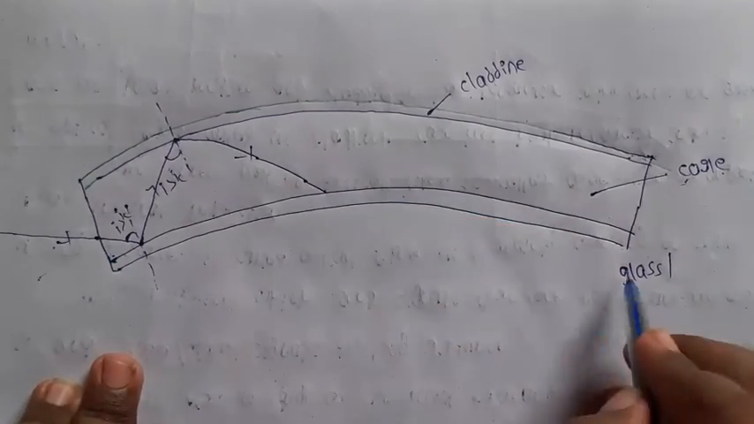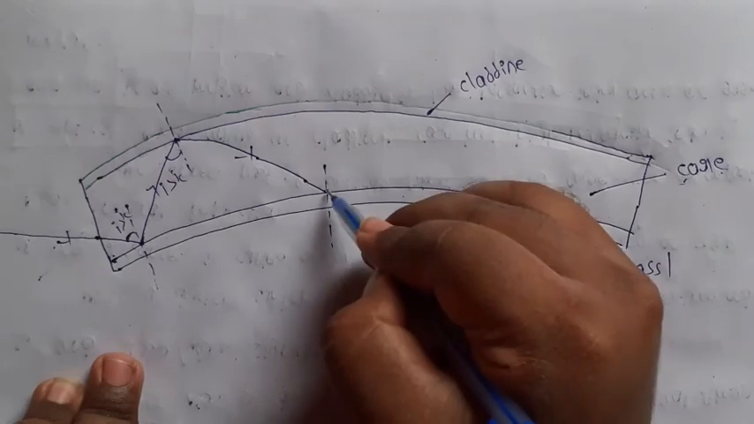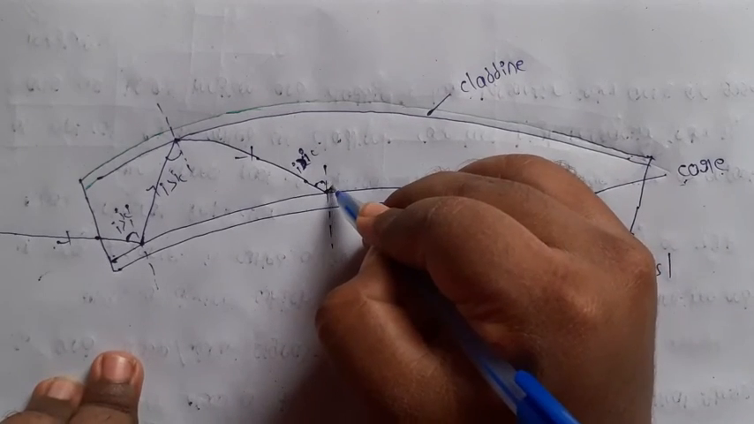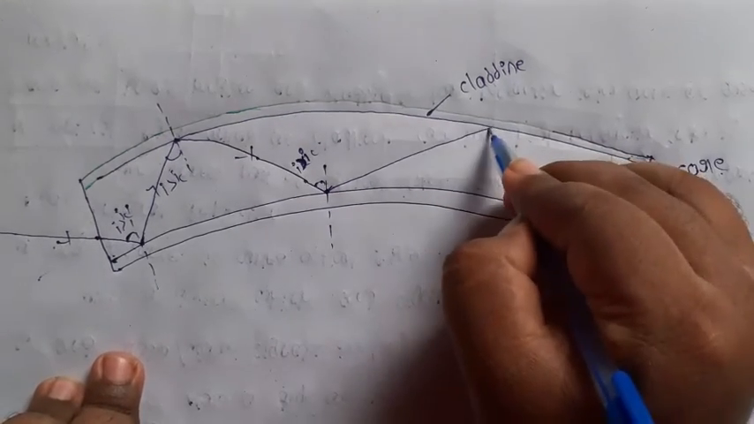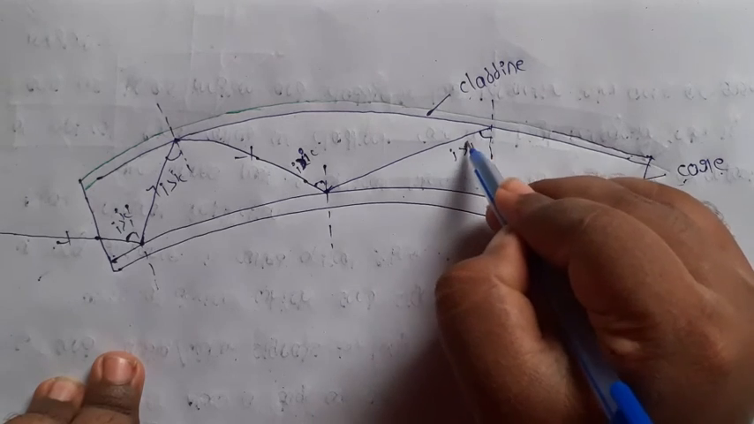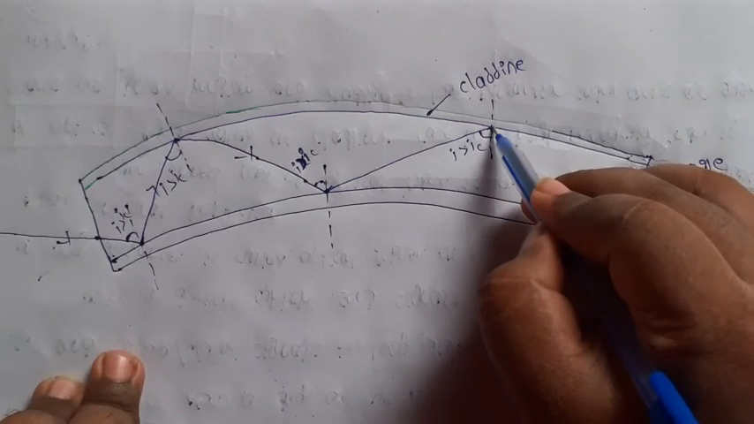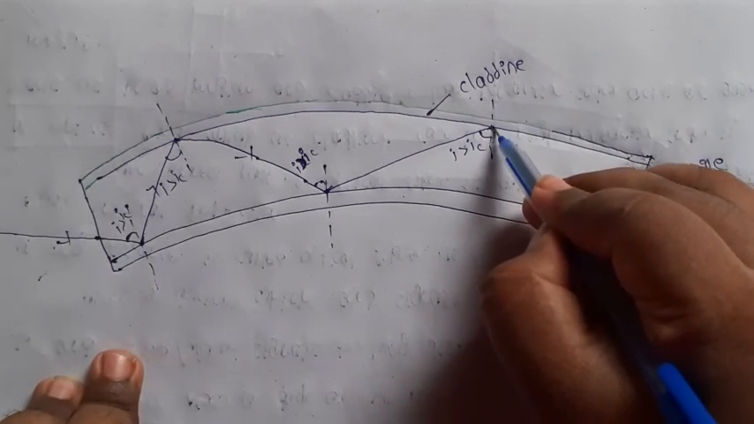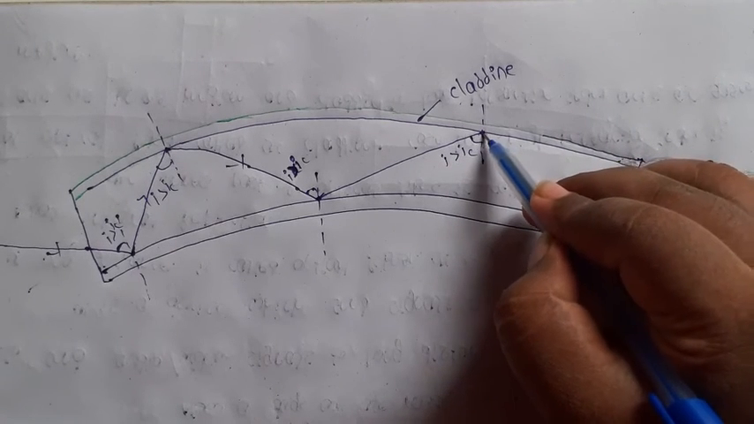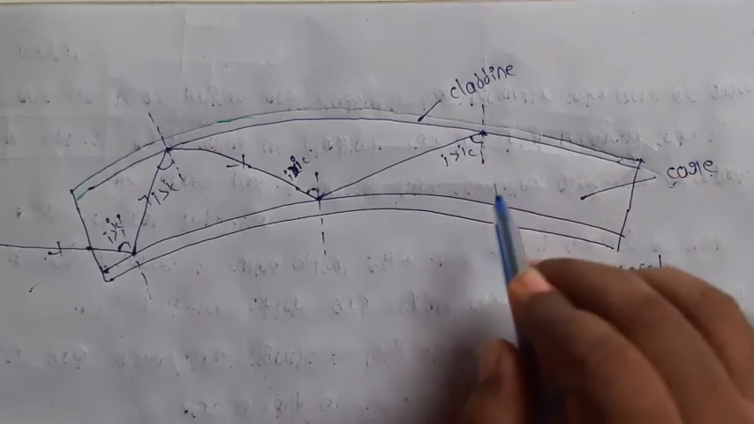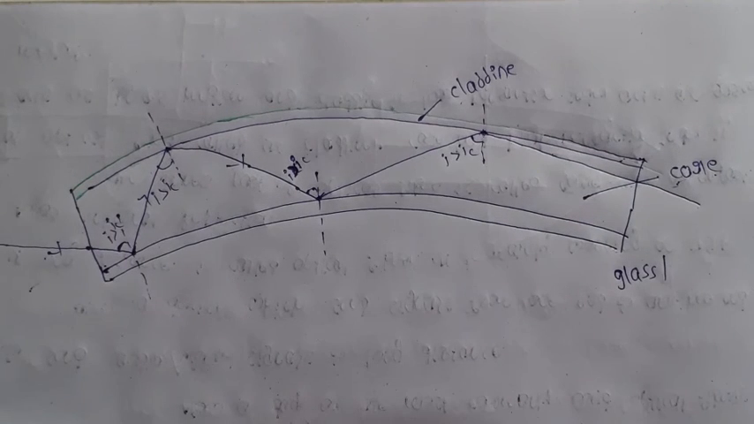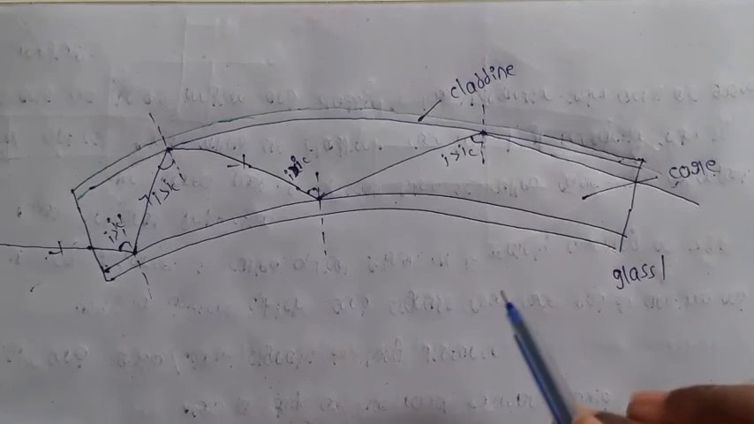Next, again it touches the core. We draw the normal line. The angle of incidence is greater than the critical angle, and the reflected ray travels into the same medium. Again it touches the core part, the angle of incidence is again greater than the critical angle, and the ray travels in the same medium. Total internal reflection takes place, traveling in this direction. Like that, the ray of light passes through the optical fiber.